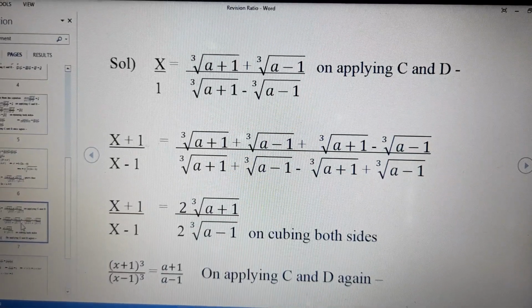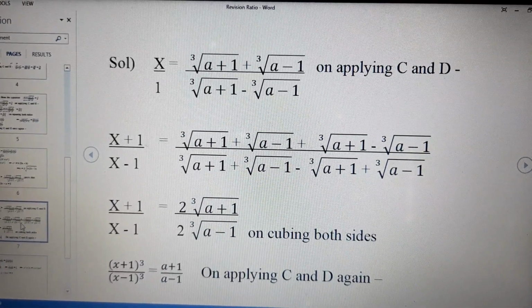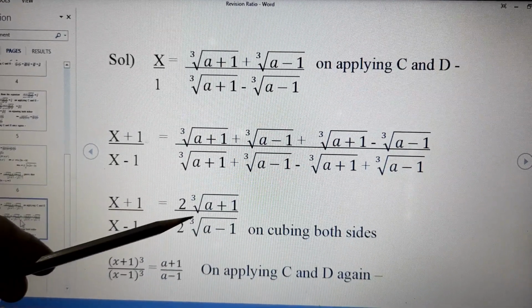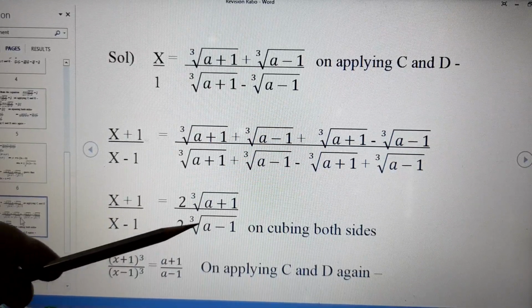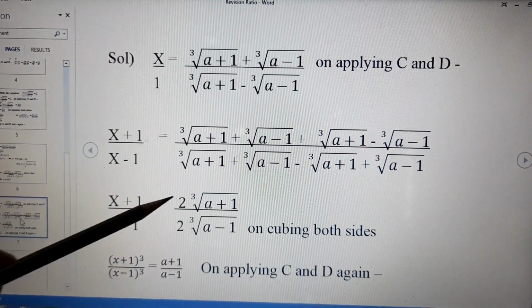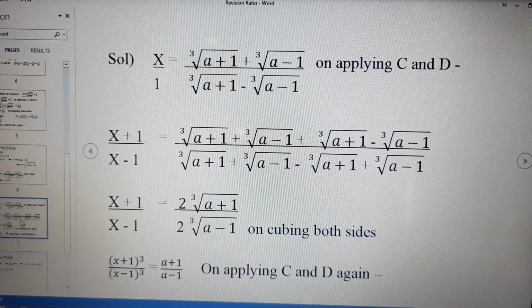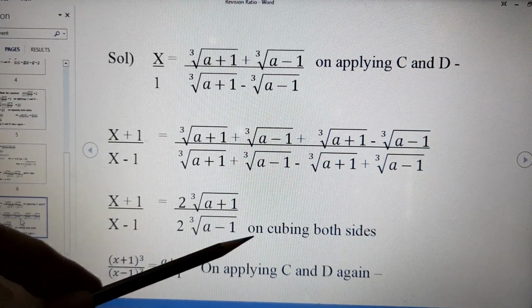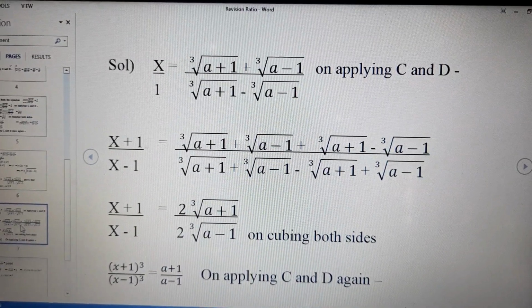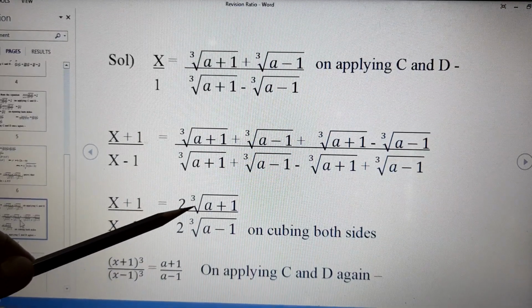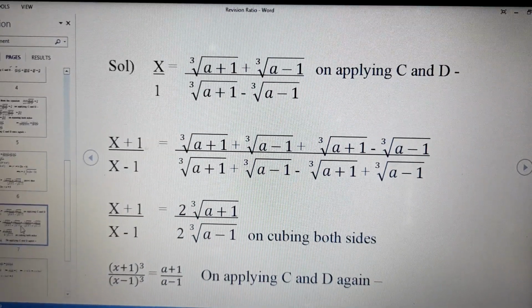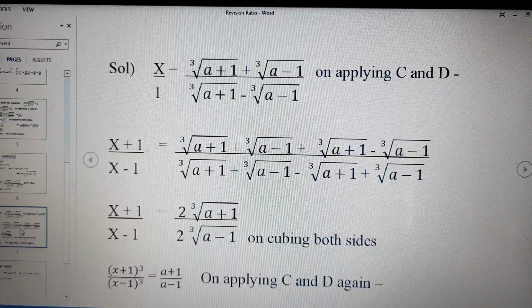And then we will cancel a minus 1 and a minus 1 from here, and a plus 1 and a plus 1 from the denominator. So we will be left with 2 third root of a plus 1 and 2 third root of a minus 1. 2 and 2 will be cancelled. If it is square root, then we write on squaring both the sides. But if it is cube root or third root, then we will write on cubing both the sides.